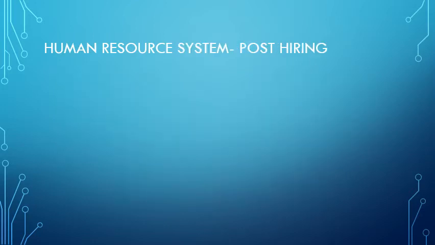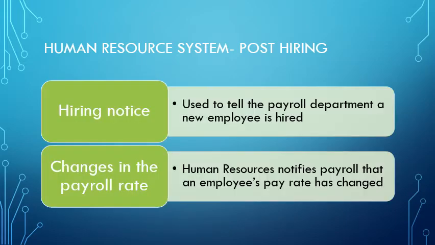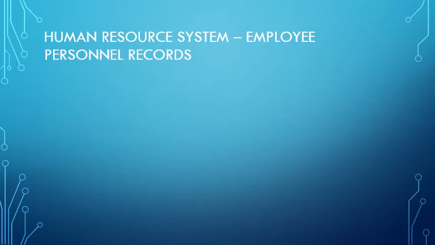The human resource system involves the processes that take place after an employee is hired. This includes using a hiring notice. This is used to tell the payroll department a new employee is hired. Also, when there is a change in the payroll rate, Human Resources notifies payroll that an employee's pay rate has changed. The Human Resource System also includes employee personnel records.